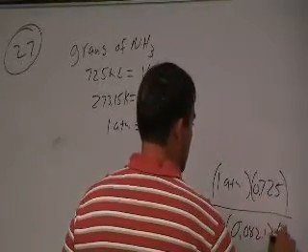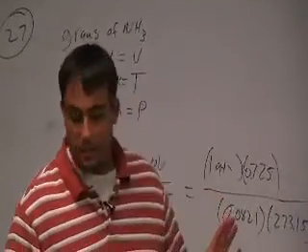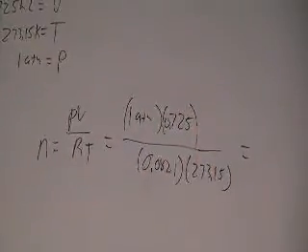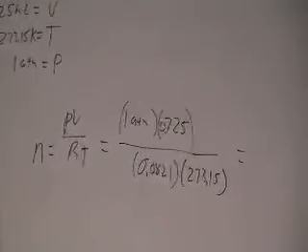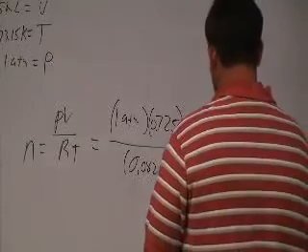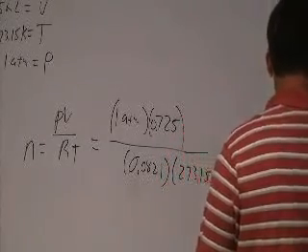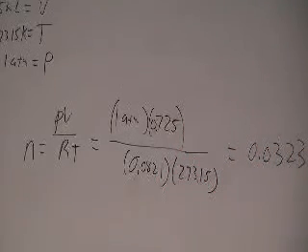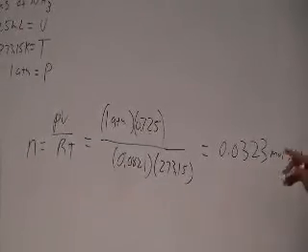0.0821 and 273.15. So what am I going to get here? This is going to be my number of moles of a gas. All right. 0.725 divided by 0.0821 divided by 273.15 equals 0.0323 moles of NH3. Yes? No? Yes? Okay.